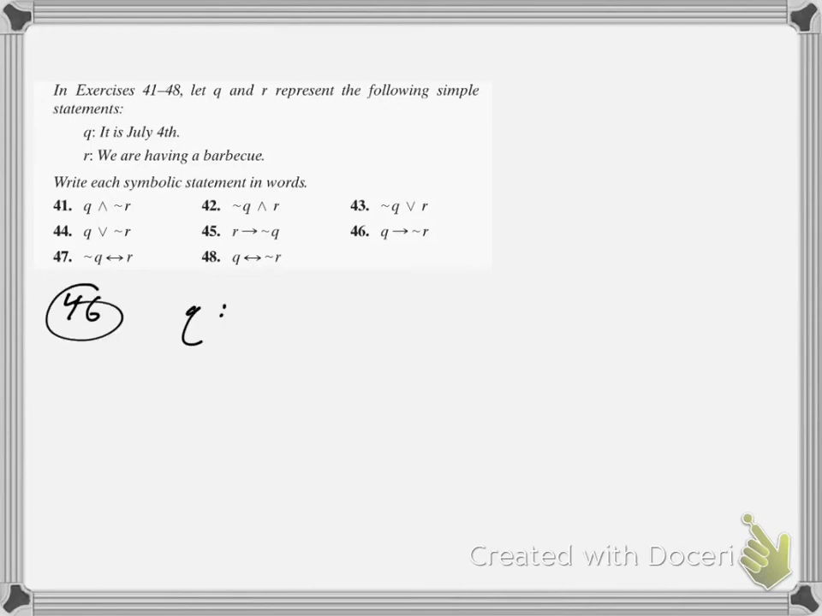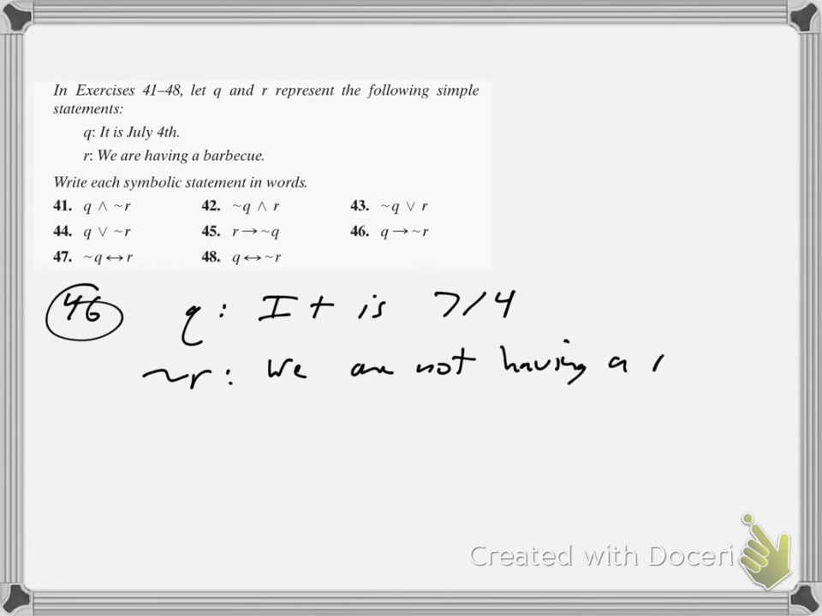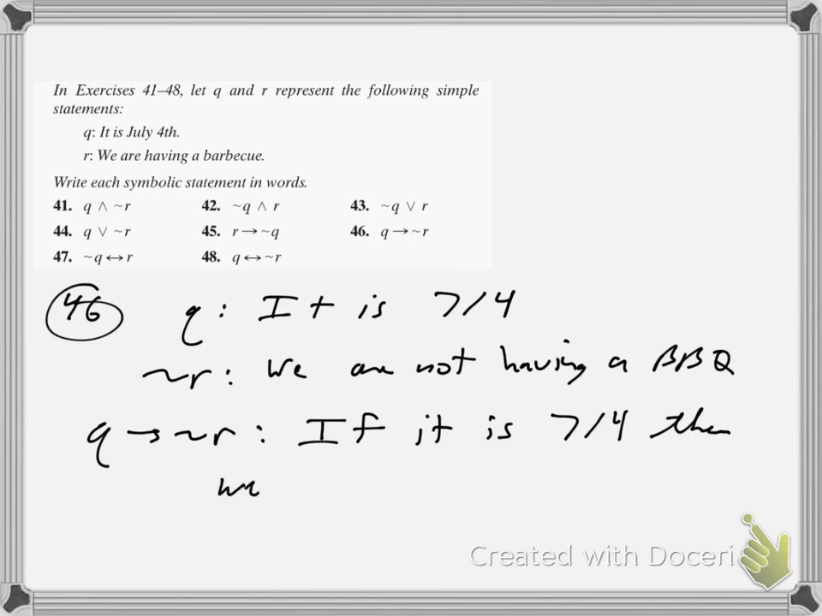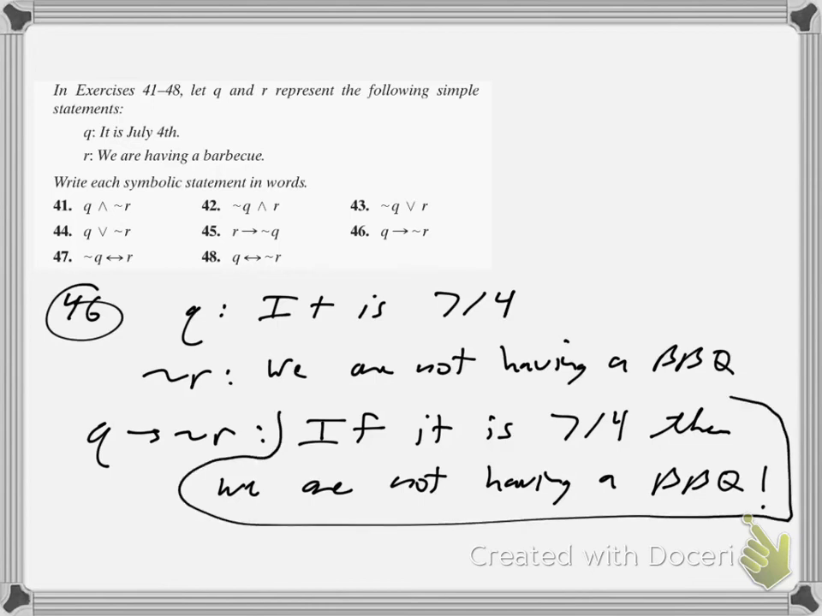Q is, it is July 4th. Not R, which is my second part, is we are not having a BBQ. Okay, so Q implies not R, or if then, right? Means that if it is 7-4, then we are not having a barbecue. Okay, so that means on July 4th, we are not having a barbecue. So that's my final answer for that one.